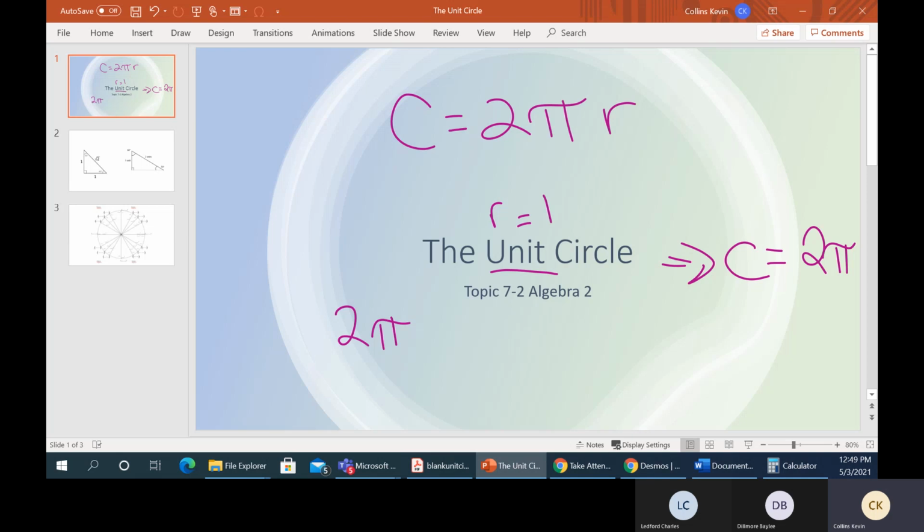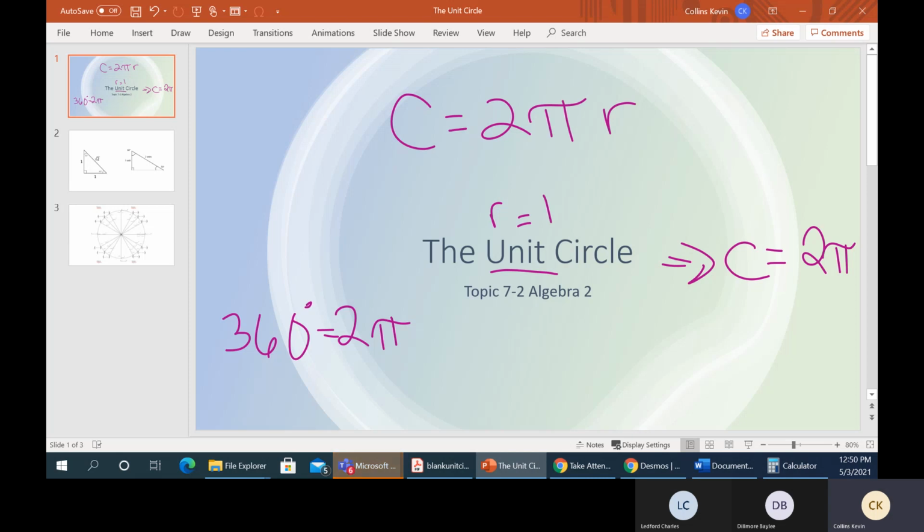Now, from your experience, how many degrees are in a circle? All the way around the circle, how many degrees is there? Yeah, 360. So 360 degrees is a trip around the circle, and 2 pi radians is a trip around the circle.